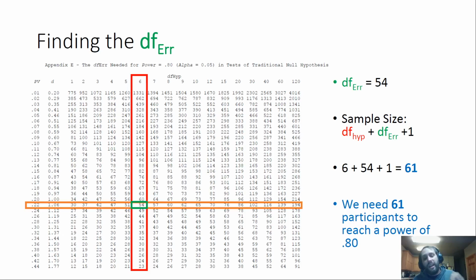So again, that's an 80% chance of detecting that effect size of 0.22. That's what we're looking for. So we need 61 participants in our study. If we were to write a grant, we'd say we conducted a power analysis via Murphy and Wolach and determined that we needed 61 participants to reach a power level of 0.80. And that's all there really is to that.